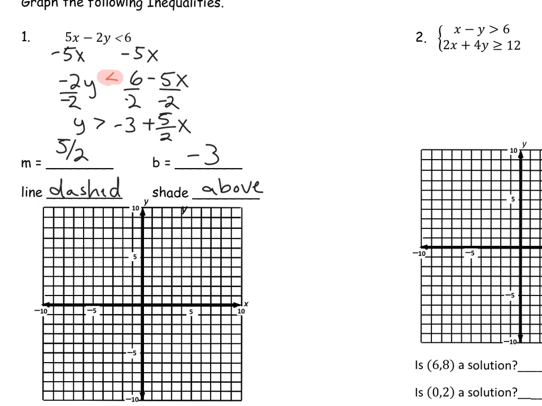Alrighty, now that we've identified those key features, we can start graphing it. Our y-intercept, like we just said, is at (0, -3). So we start right about here, and we're going to go up 5/2. So 1, 2, 3, 4, 5, then 1, 2. Right here. Again, 1, 2, 3, 4, 5/2. And then 1, 2, 3. I can't go any further, so I'll go 1, 2, 3, 4, 5/2. And like I said, it's going to be a dashed line.